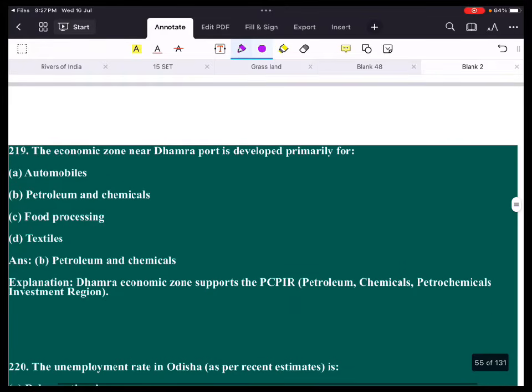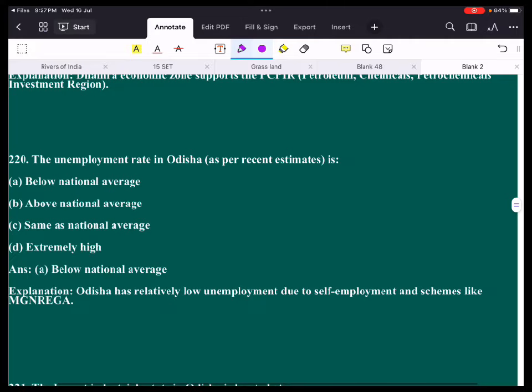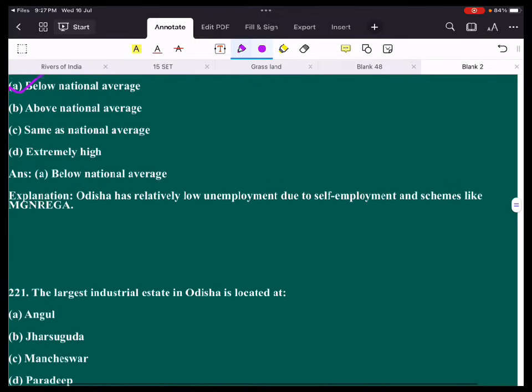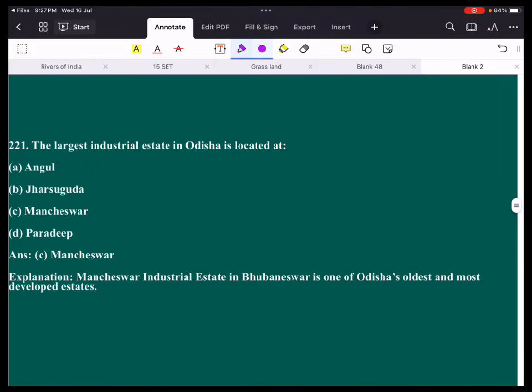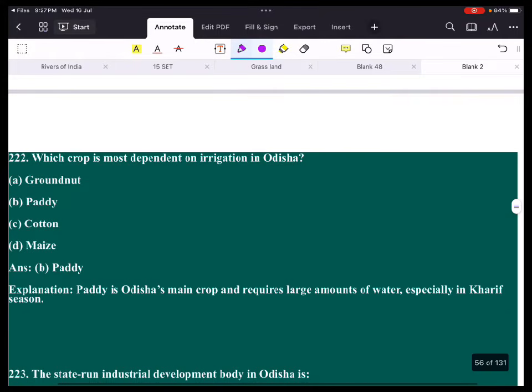The economic zone near Dharma port is developed primarily for option B. Petroleum and chemicals. The unemployment rate in Odisha as per recent estimate, that is below national average. The largest industrial state in Odisha located at Mancheshwar. Option C. Which crop is most dependent on irrigation in Odisha? That is option B. Paddy.